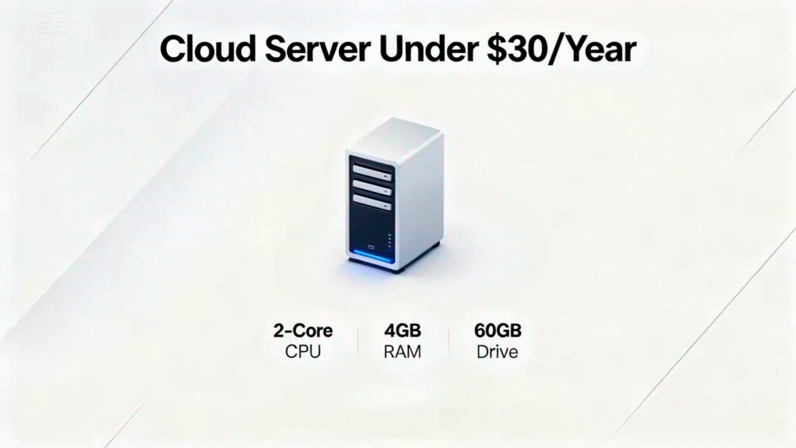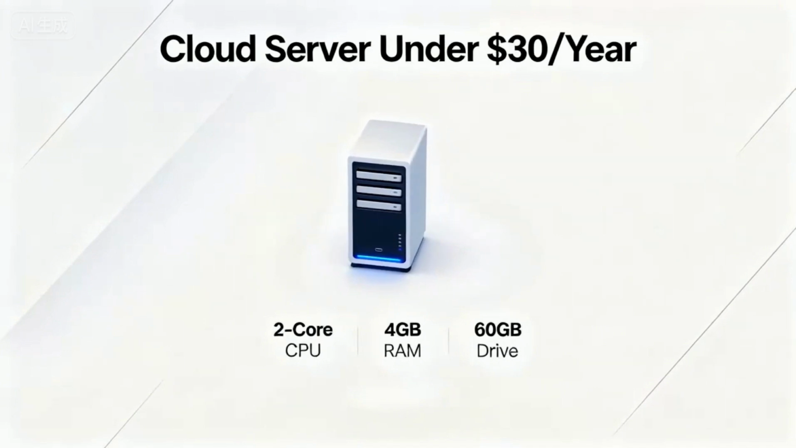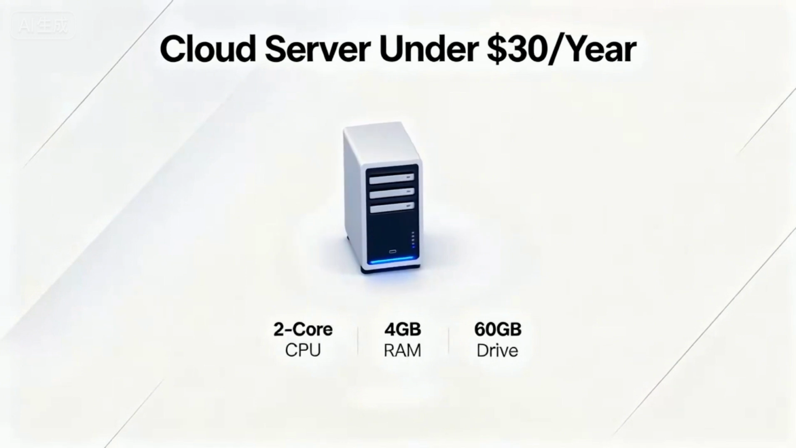So I snagged a cloud server for under $30 for the whole year. It's got a 2-core CPU, 4 gigs of RAM, and a 60 gig drive, which is plenty to get started. I'm gonna build the cloud-based HAOS on this.